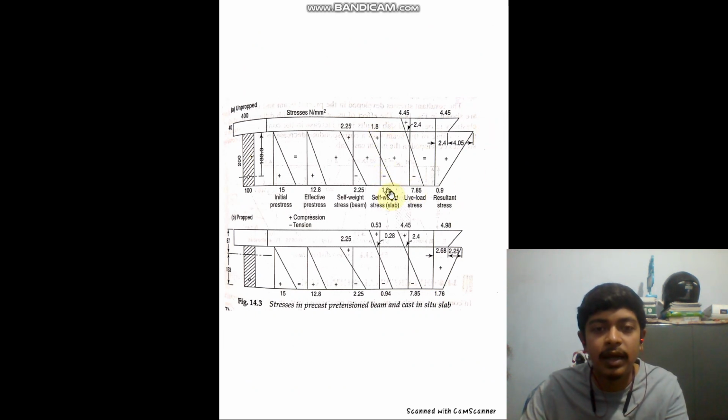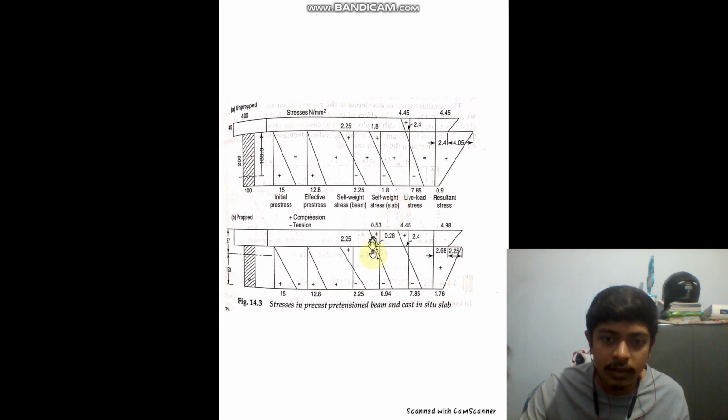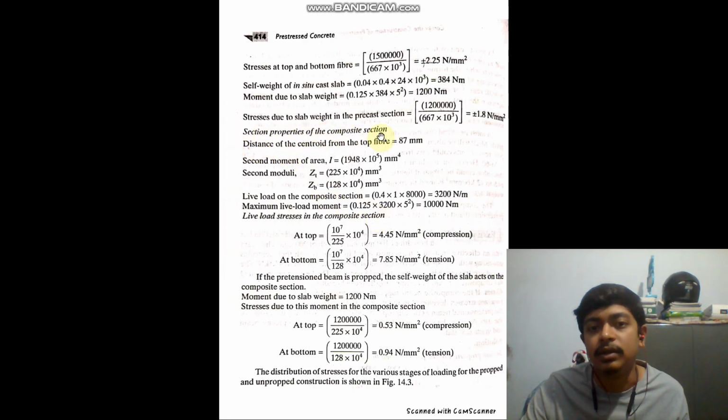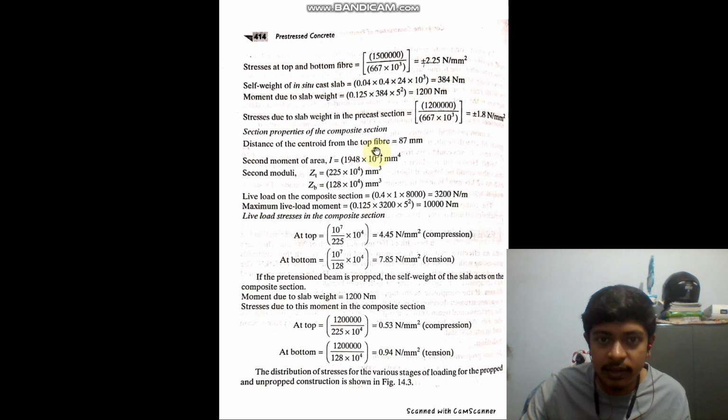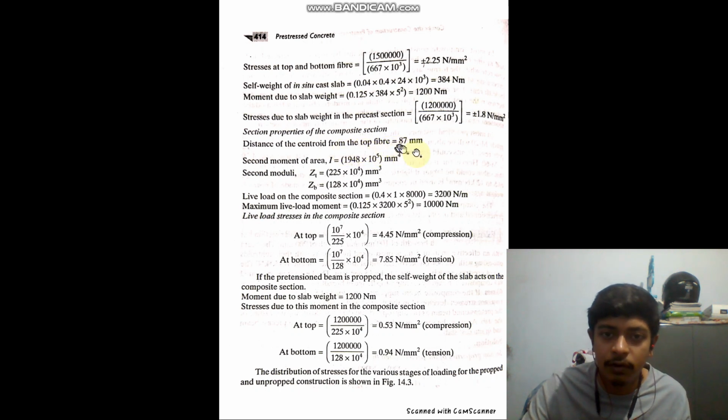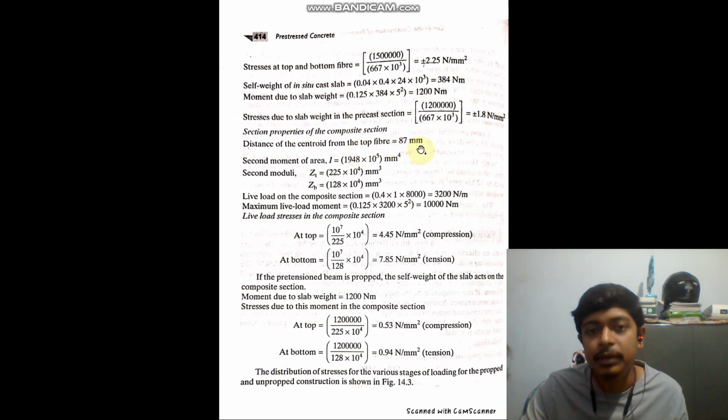Now for the remaining stresses that we have to calculate, both sections are participating, the slab and the prestressed section. For that we need to calculate the section properties of the composite section. Here you can use the formula A1Y1 plus A2Y2 equals AY, and you take Y about a certain reference point, which they have taken as the top fiber. They have not shown the calculation, but they have found that the distance of the centroid of the composite section from the top fiber is 87 millimeter.